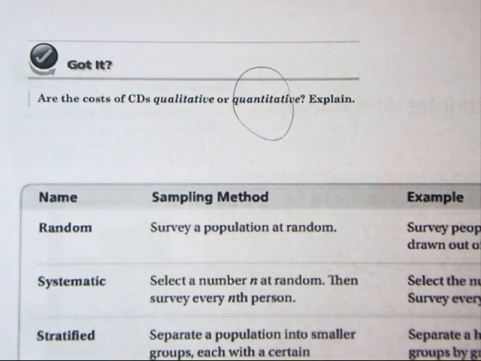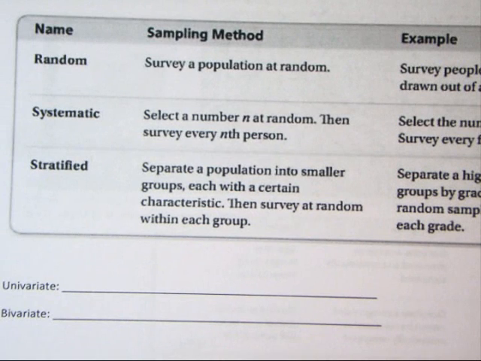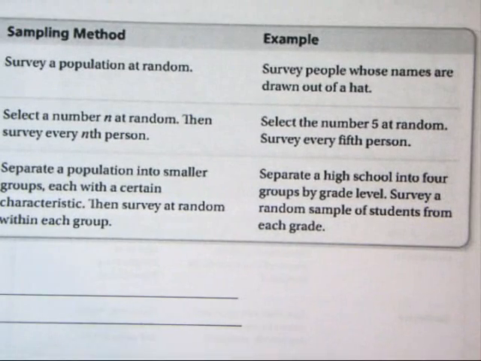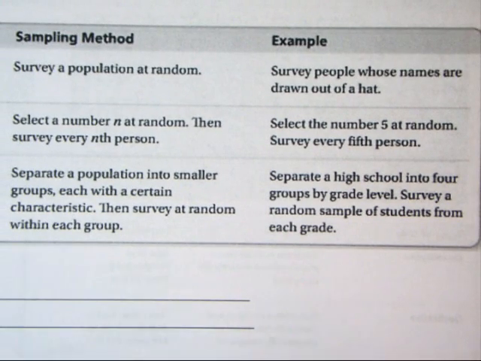All right, next little chart. There are different types of surveys that you can do. For example, a random survey. We'll survey a population at random. You know, the age, the size, nothing matters about that particular population. United States, China, whatever. It's just randomly picked. An example, survey people whose names are drawn out of a hat. It's just very random. You don't have a lot of stuff happening or being particular.